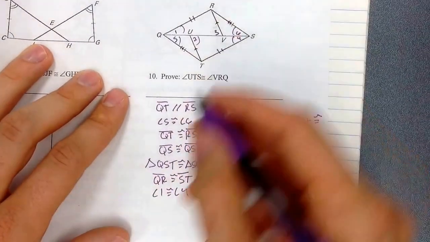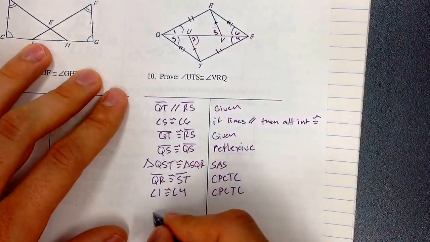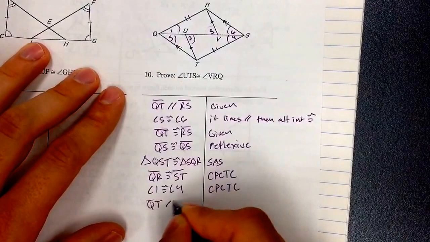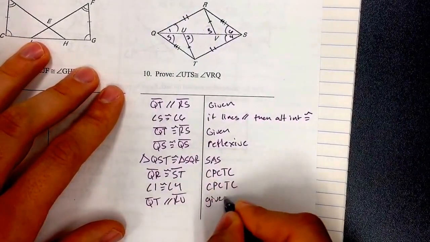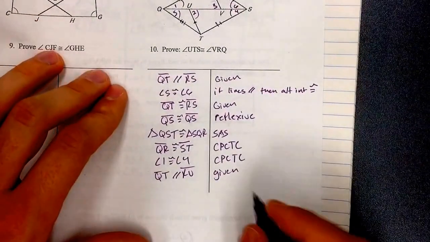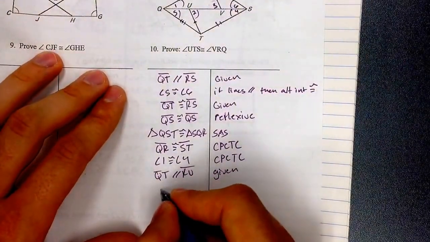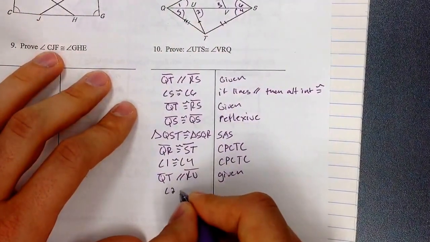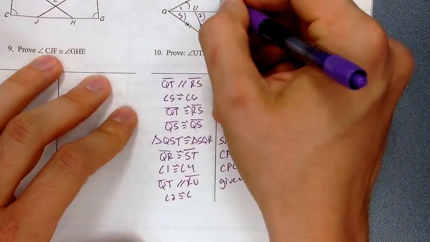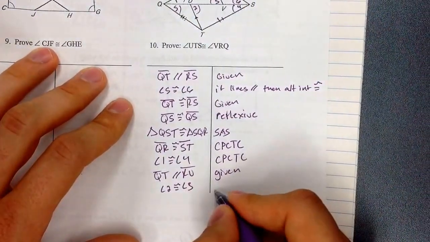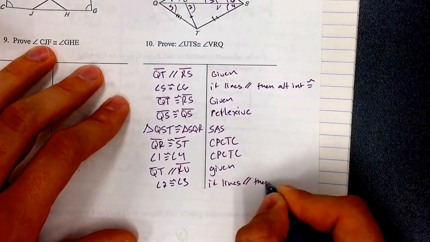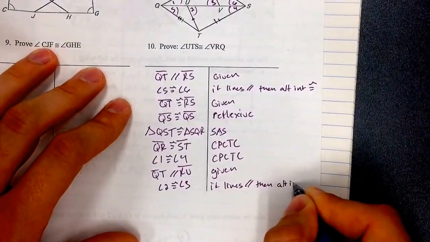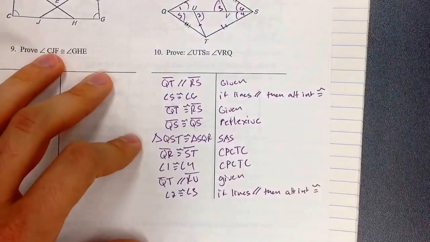In order to do this, I need to first rip off that QT and RV are parallel. That's a given. And I'm going to use the fact that they are parallel to grab a set of alternate interior angles. So angle 2 is congruent to angle 3. And if our lines are parallel, then our alternate interiors are congruent.